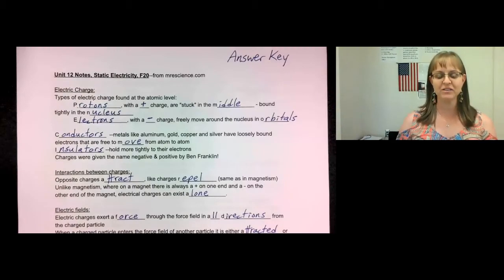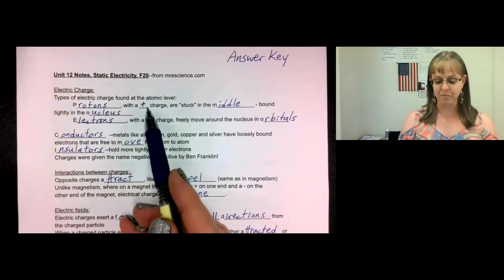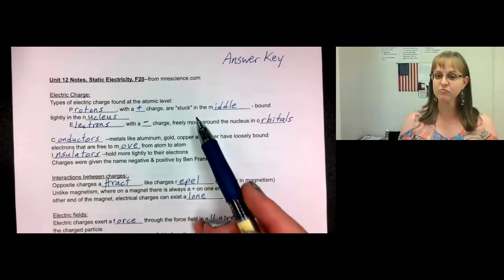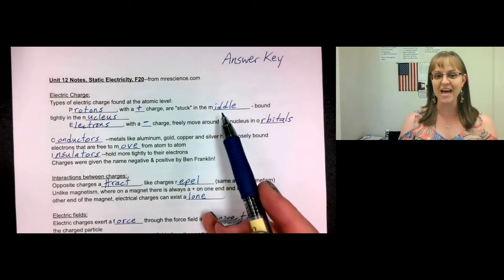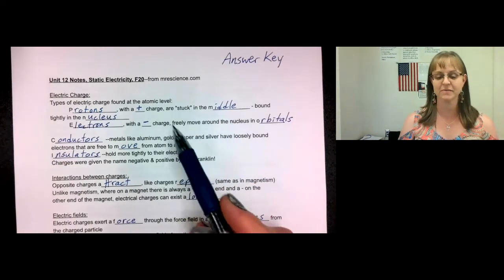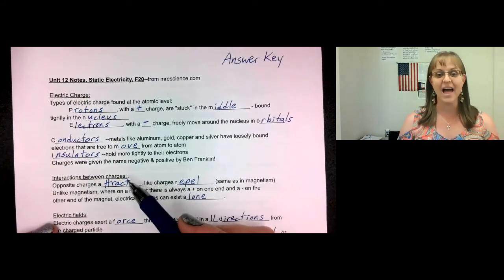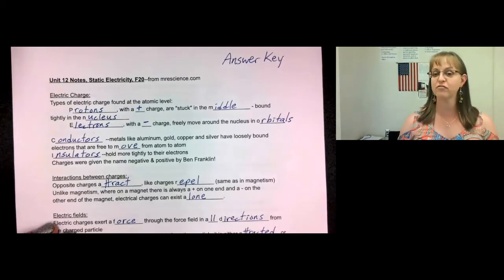Today we're going to learn about static electricity. First of all, an electric charge is caused by the charged particles inside an atom. Specifically, the protons have a positive charge and they are stuck in the middle of the atom. They are bound tightly in the nucleus. Electrons have a negative charge and they are free to move around the nucleus in orbitals.